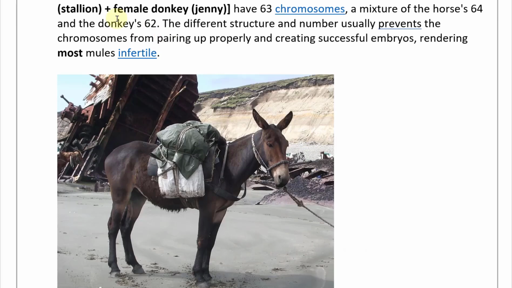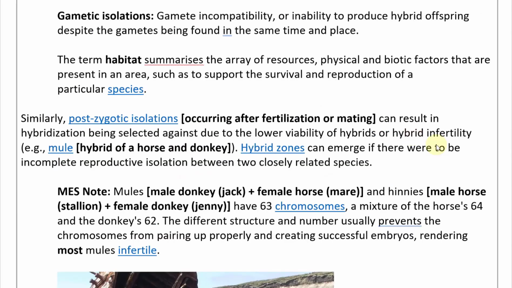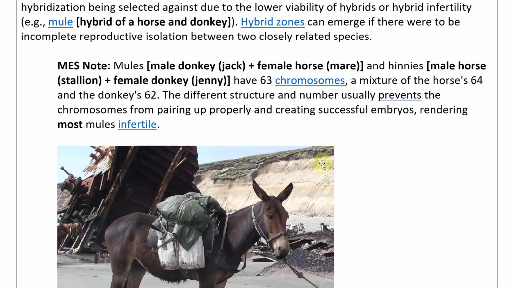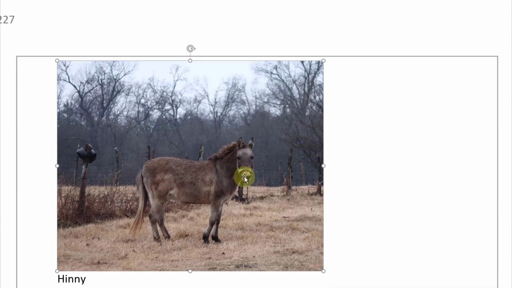Yeah, no, not Jenny. Jenny is a female donkey. Yes, a female donkey. So this is a mule. A hinny is a male horse, a stallion, plus a female donkey, a jenny. Yeah, so now I got confused with jenny and hinny. So hinnies are the hybrid, and there's this one here.